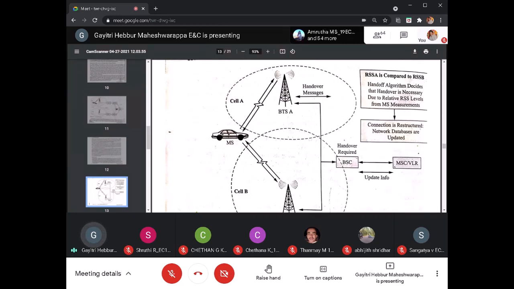Up to this much, the mobile can transmit or receive the signal. If it is below or above that, then it will decide it is moving to some other coverage area, right? So the handoff algorithm decides the handover is necessary due to the relative received signal strength levels from the MS measurements. Okay. Then once it comes to know that it is moving to cell B, then the connection needs to be restructured. Network databases are updated.